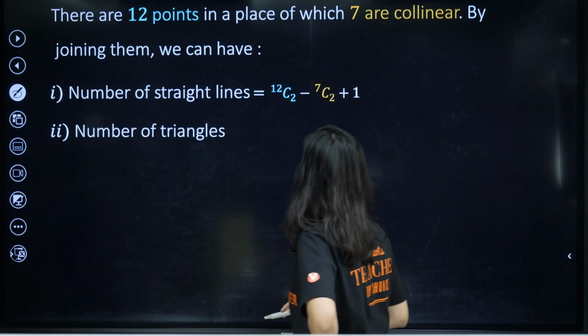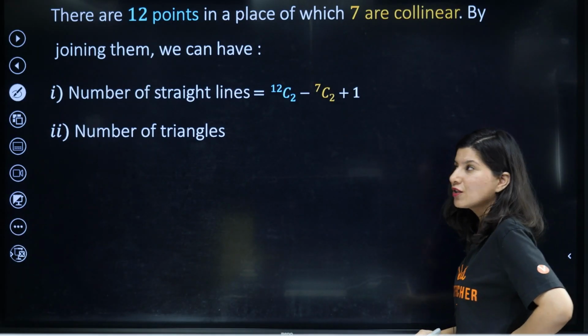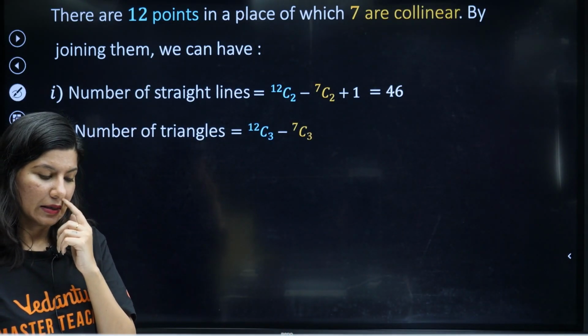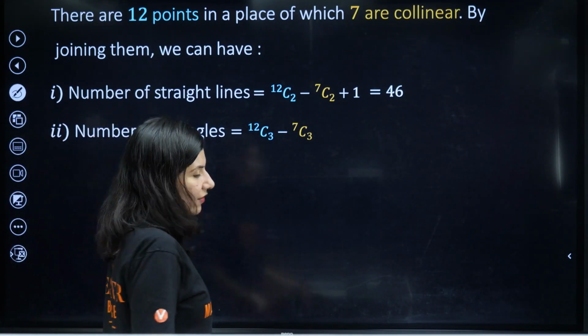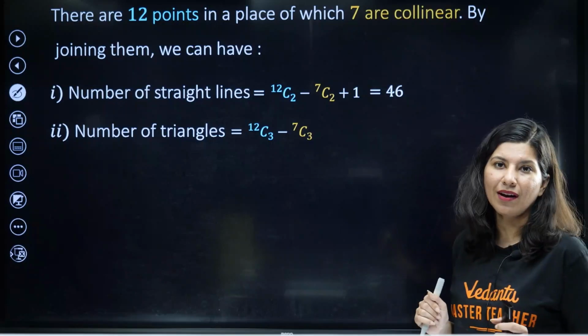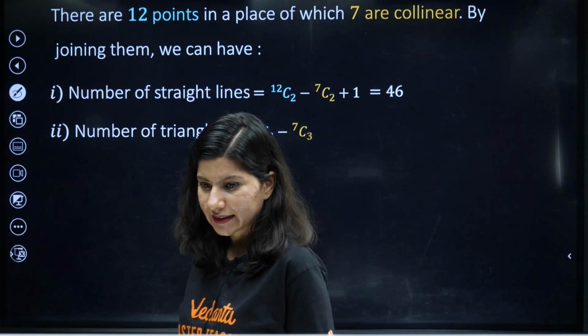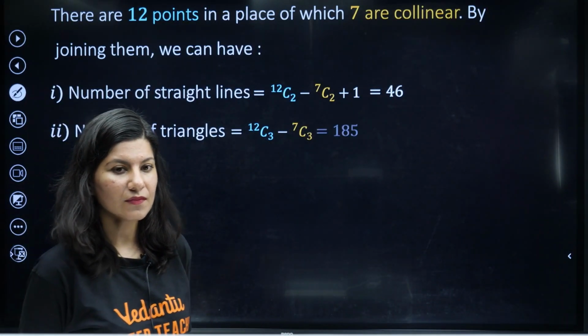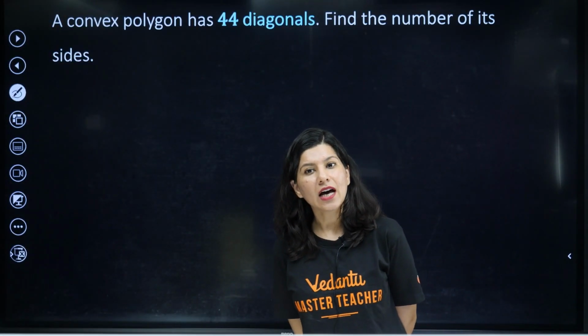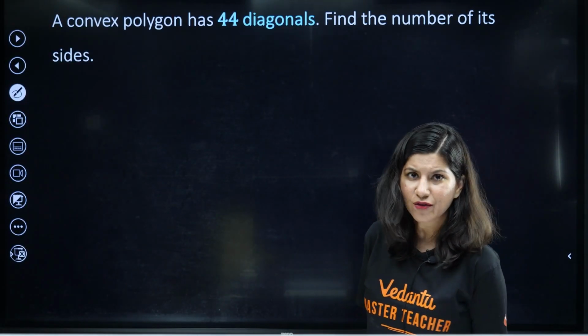Similarly, the number of triangles is going to be 12C3 minus 7C3. Perfect, because there will be no triangle from these 7 collinear points, so no need to add, just subtract. Okay, clear? Chalo. 185 will be the answer. Now next question. You have got the formula, right?